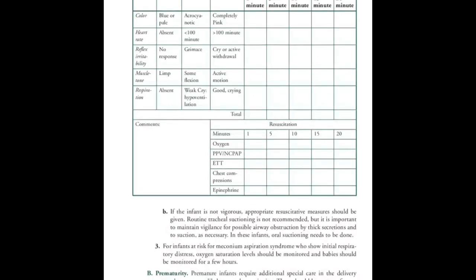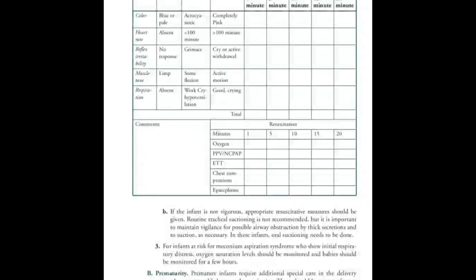The second component is P. APGAR P. P is for pulse rate or heart rate in babies. If the heart rate is more than 100, then it's 2, less than 100, 1, and if it's absent, 0.